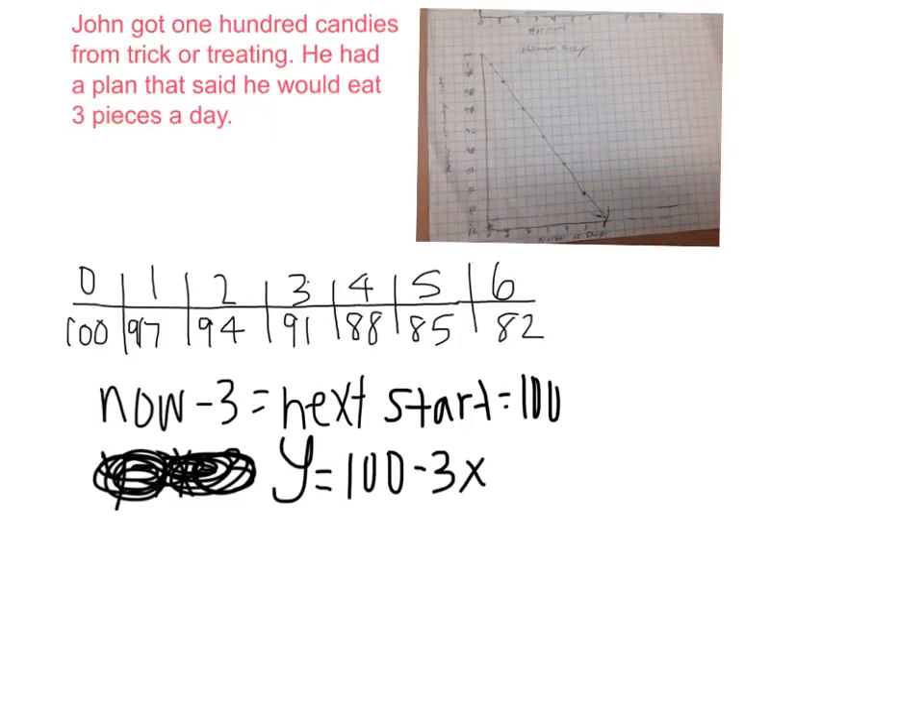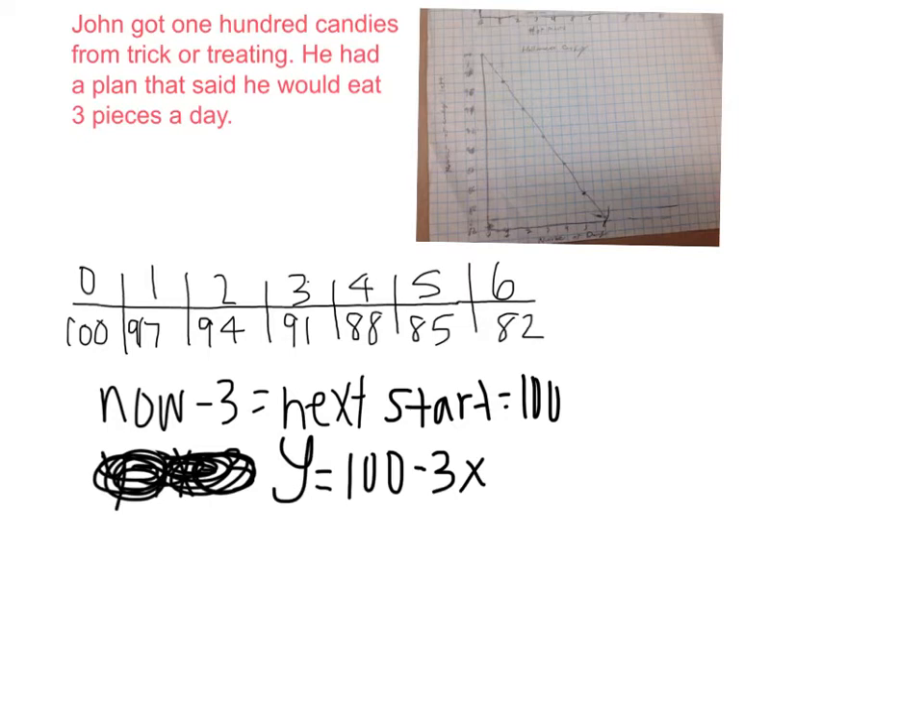Okay. John got 100 candies from trick-or-treating. He had a plan that said he would eat 3 pieces a day. Here's a table. And the now next rule is now minus 3 equals next, and start is 100, since he'll lose 3 candy every day. And here's the explicit rule, y equals 100 minus 3x.